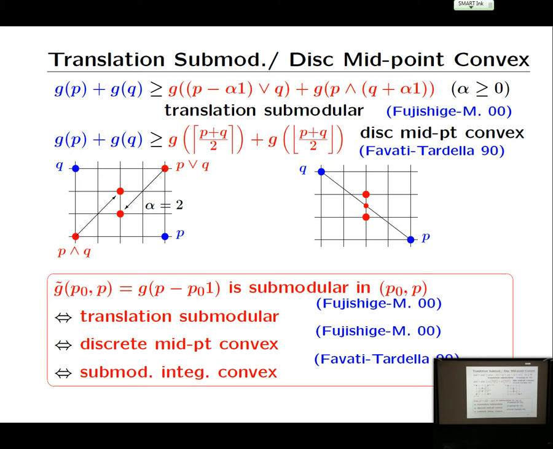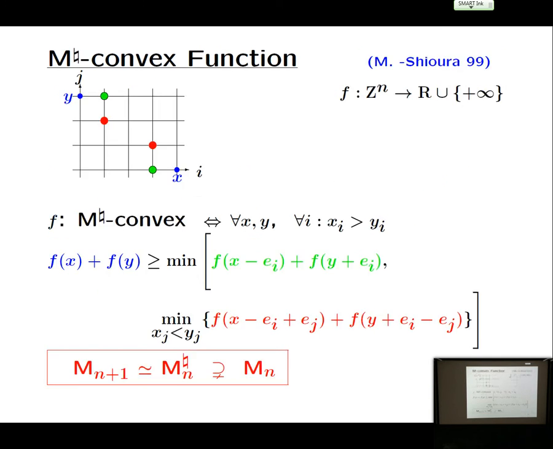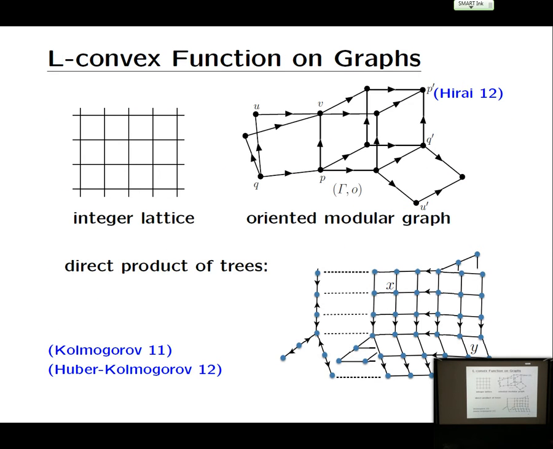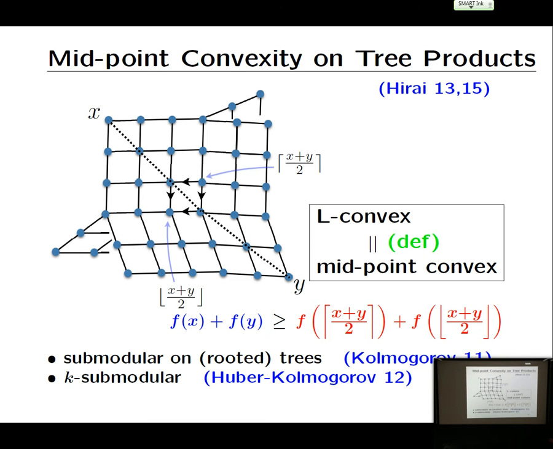Now, we jump into the graph again. So we have this, remember? And here, this is a generalization of the integer lattice. So suppose we have two points, x and y, and I'm going to define midpoint convexity. So how can we define the midpoint? In the formula, this looks the same, but the meaning of this notation should be made clear.